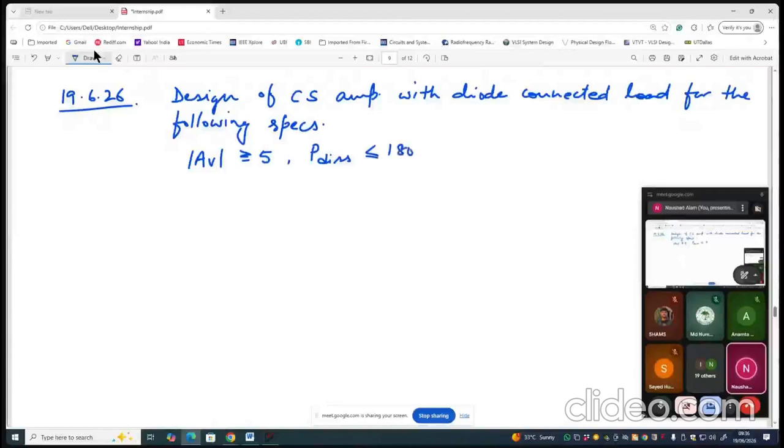shall be less equal to 180 microwatt. So in the previous design example, we considered only two performance metrics, that is gain and power dissipation. Today we are adding another performance metric, that is called gain bandwidth or unity gain frequency.